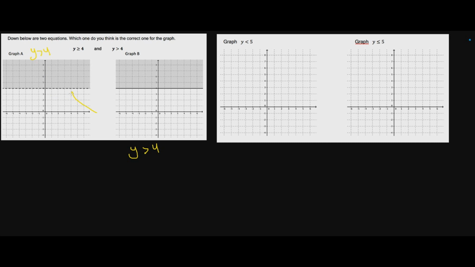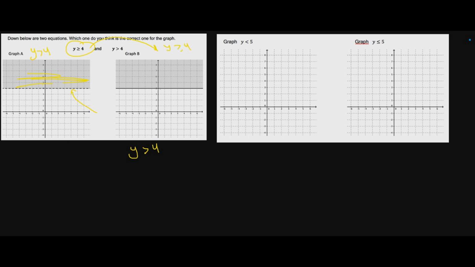Whenever you see the dotted lines like that, that means it does not equal 4. But look at the shaded region. Well, is it bigger than 4? Well, yeah, all the y values are bigger than 4. It's all shaded up here. And by default, this one then has to be this. Y is greater than or equal to 4.